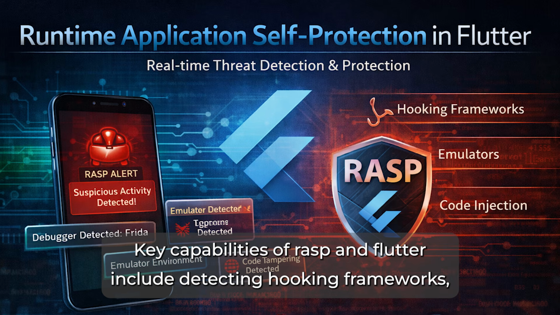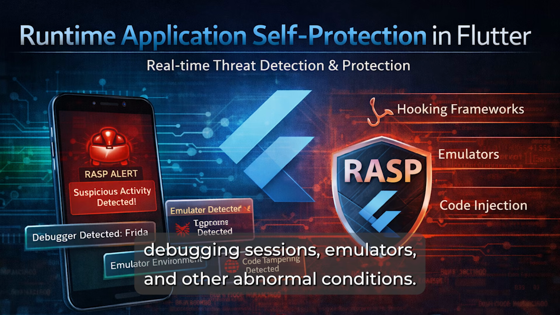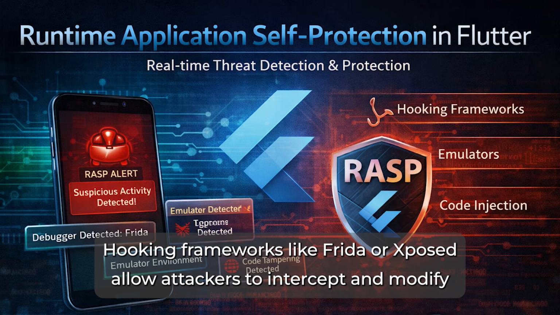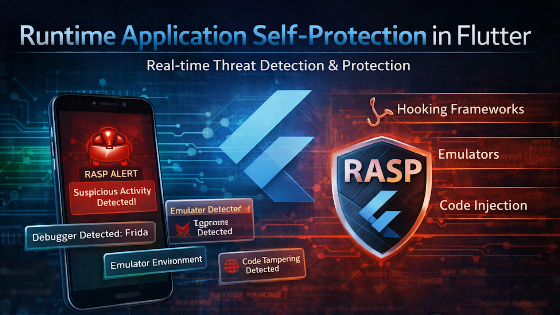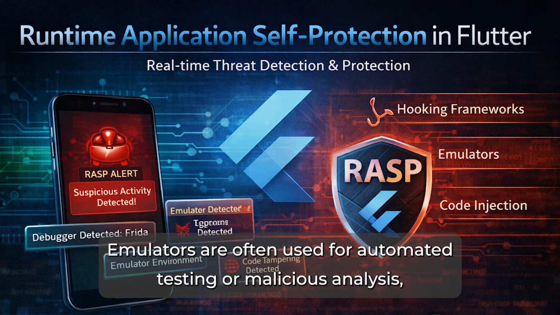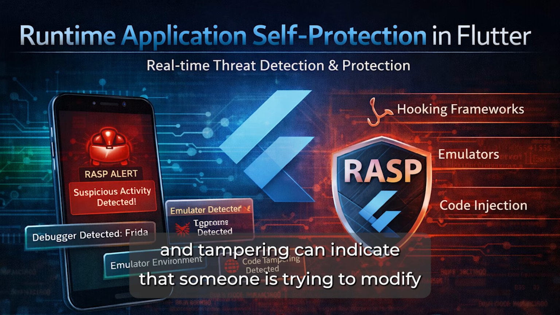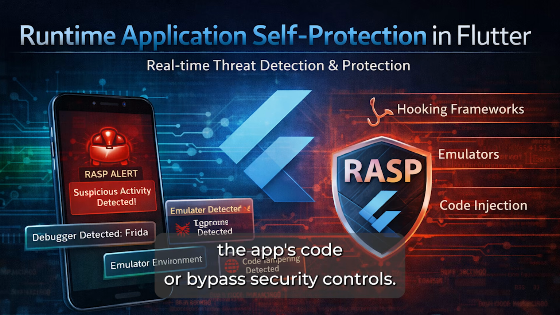Key capabilities of RASP in Flutter include detecting hooking frameworks, debugging sessions, emulators, and other abnormal conditions. Hooking frameworks like Frida or Xposed allow attackers to intercept and modify app behavior, while debuggers can reveal sensitive logic. Emulators are often used for automated testing or malicious analysis, and tampering can indicate that someone is trying to modify the app's code or bypass security controls.